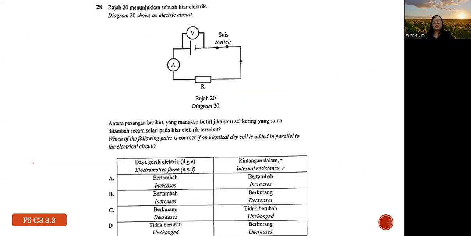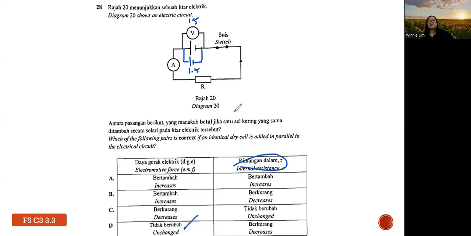28. Diagram 20 shows an electric circuit. Which of the following pairs is correct if an identical dry cell is added in parallel to the electrical circuit? Okay, which means now you add another battery. Since the battery is in parallel, the EMF won't change, because initially with one battery I have 1.5, right? So now I parallel another, still no change. So that's why you can get the answer, okay?